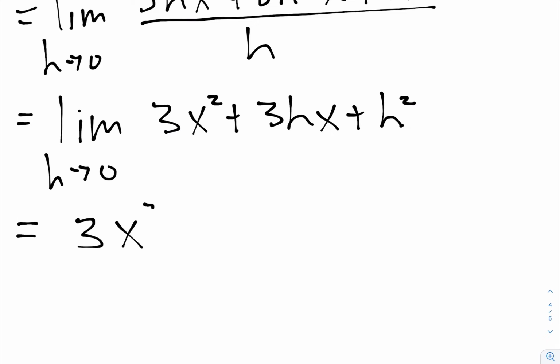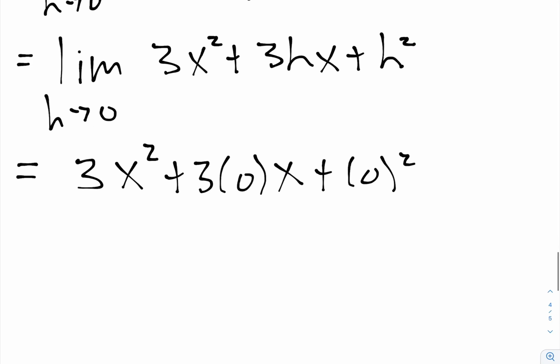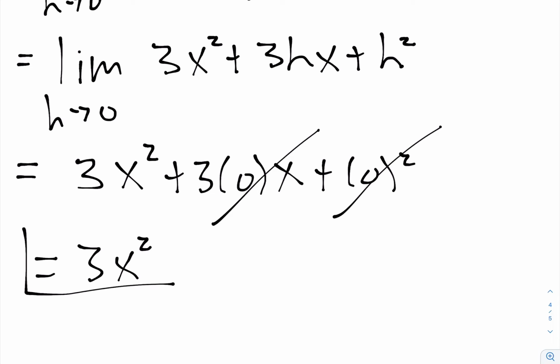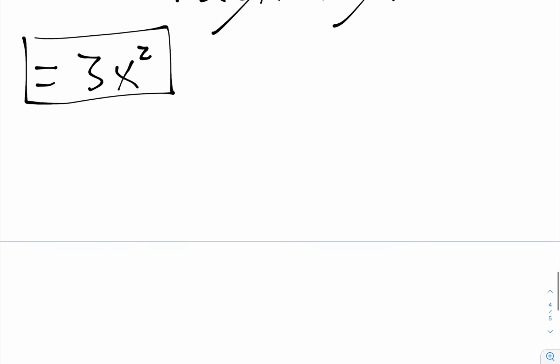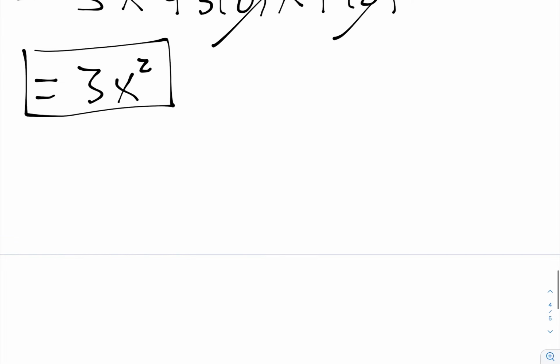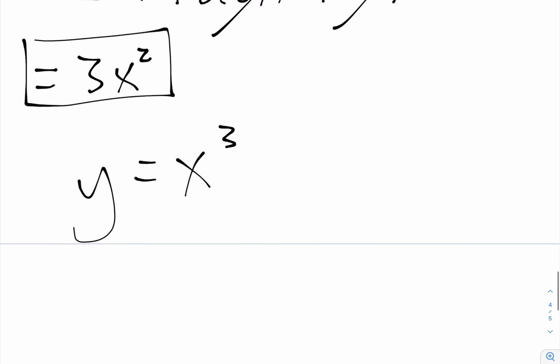So it's going to be 3x squared plus 3 times 0 times x plus 0 squared. So see how every term with the h in it is gone now, because 0 times anything is just 0, and we're left with 3x squared. Okay, so this is the equation we can use for the derivative of x cubed. The slope of the tangent line for any given x value on y equals x cubed, we can write it y prime, is 3x squared.